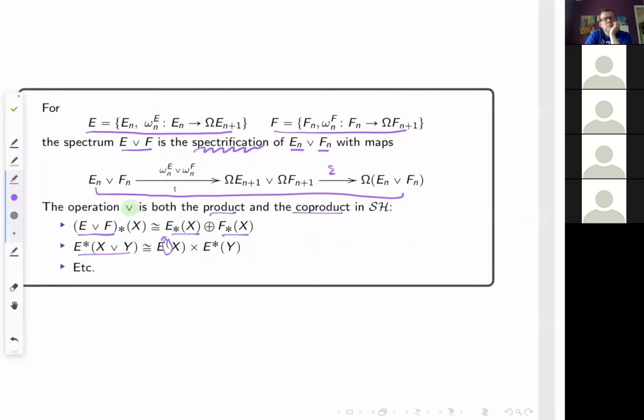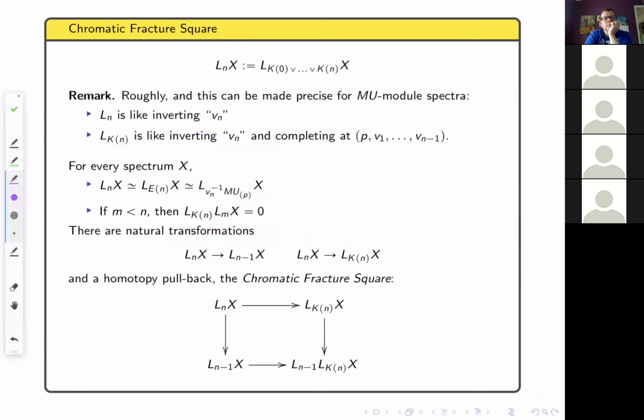Okay, so now we're ready for the factor square. I've mentioned this Ln of X before, but now we're going to officially define it. Ln of X is the Bousfield localization of X at the wedge of K0 up to Kn. So what does it do? Bousfield localization at this wedge inverts any map which is a K0 star isomorphism, K1 star isomorphism, all the way up to Kn star isomorphism.